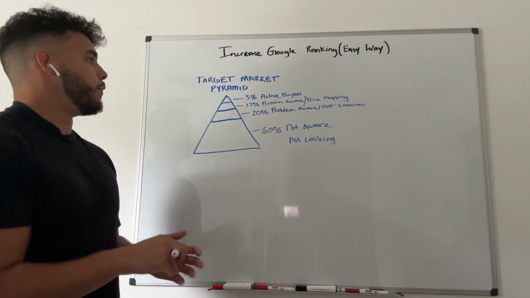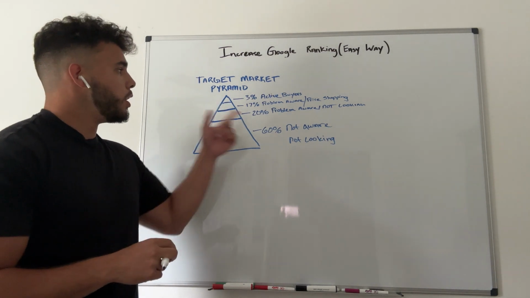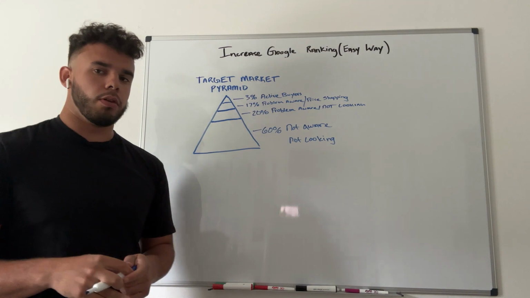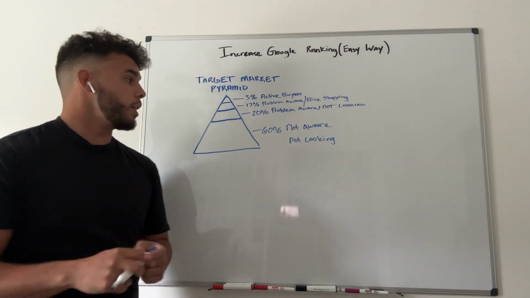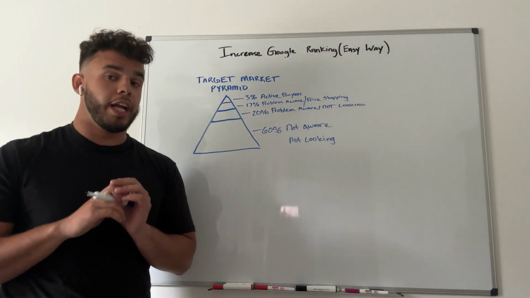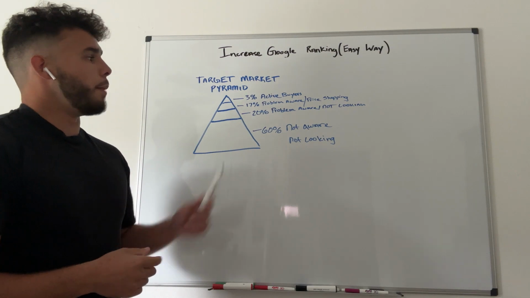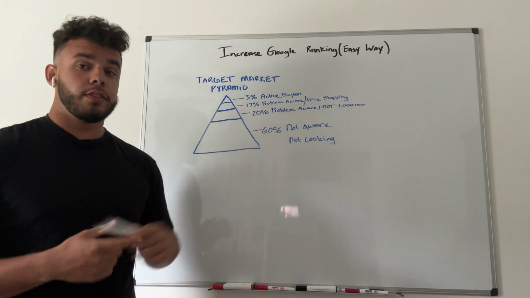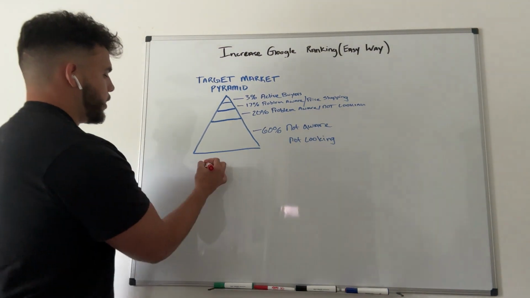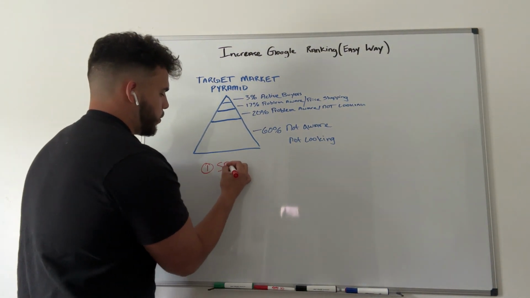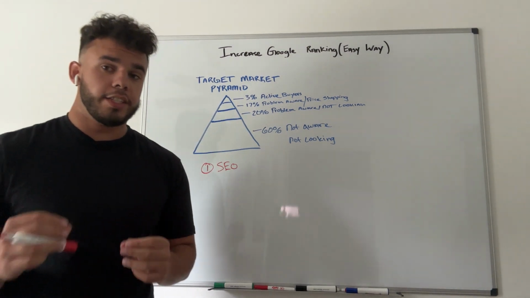So let's go back over the target pyramid again. 3% are active buyers, 17% are problem aware, but they're looking around for the proper solution. 20% is problem aware, but they're not looking. And 60% is not aware and they're not looking, obviously, because they're not problem aware. So I'm going to be going over how to target all of these with website traffic. So first way is SEO, which, if you don't know what SEO stands for, that stands for search engine optimization.